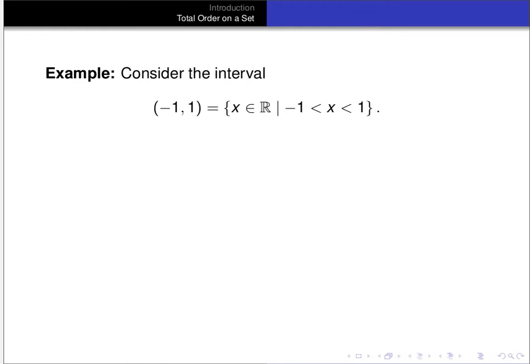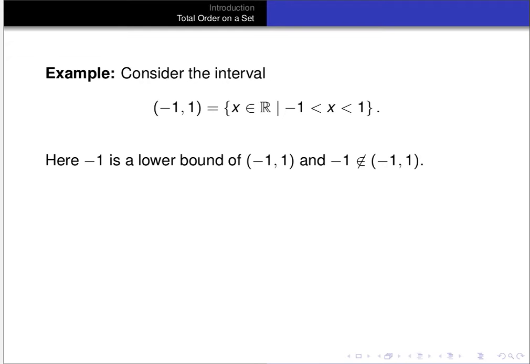Okay, so let's look at this example. We have an interval in the real numbers, all the real numbers between -1 and 1, not including -1 and not including 1. Now -1 is a lower bound of that set, and -1 is not a member of that set. The same goes for -2, -3, -5, -10.5, -pi. Those are all lower bounds of this interval, and none of them are elements of the interval. So a lower bound does not have to be a member of the set. But a lower bound might be a member of the set.